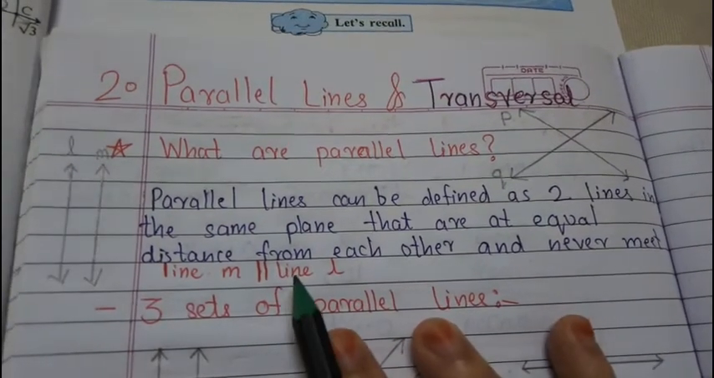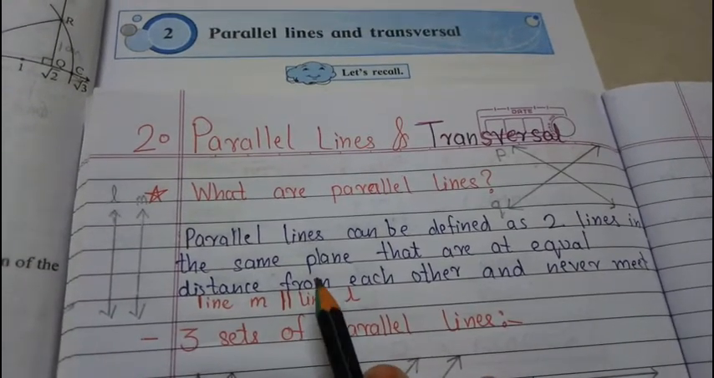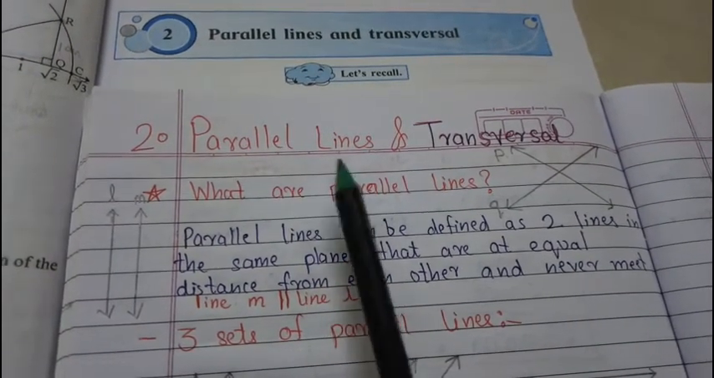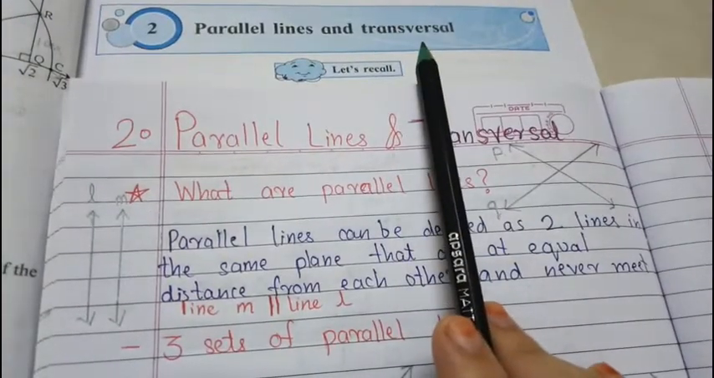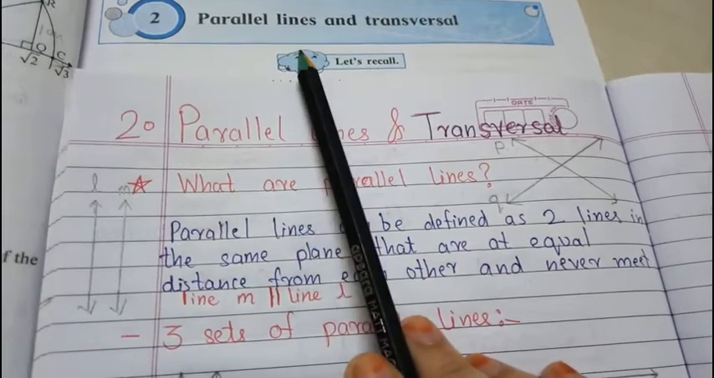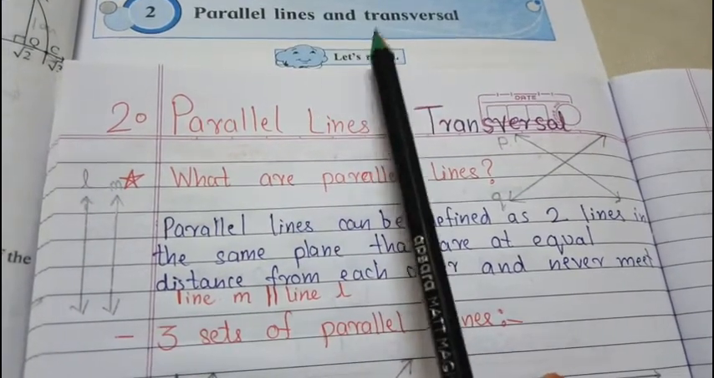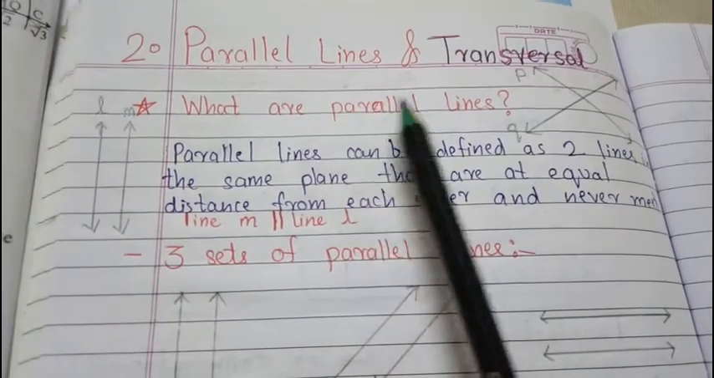Students, in this session we are going to start a new chapter in Standard 8 Mathematics, chapter number 2, Parallel Lines and Transversal. In this chapter we are going to see what parallel lines are and what a transversal is. So let's start with the chapter Parallel Lines and Transversal.